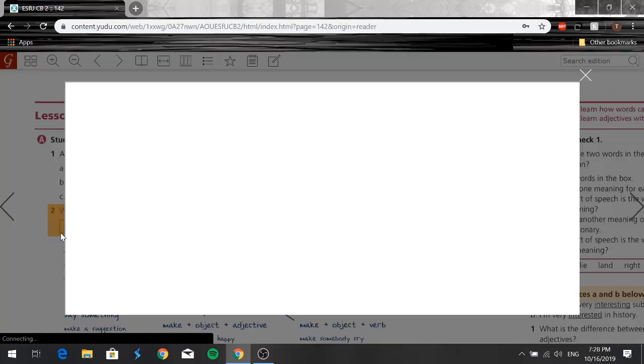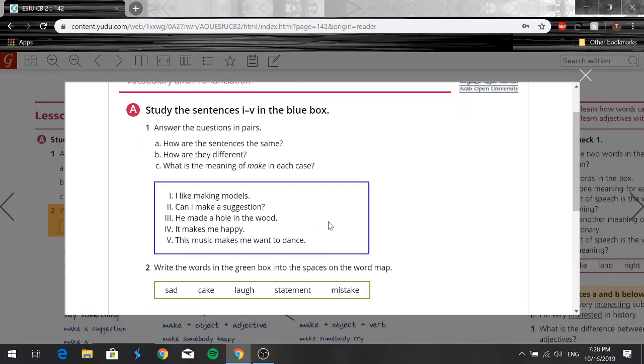Let me actually open this here. I think you guys should be able to see it now. Yep. So again, one more time. We have, I like making models. Can I make a suggestion? He made a hole in the wood. It makes me happy, and the music makes me want to dance. Okay. So, how are these sentences the same, you guys?